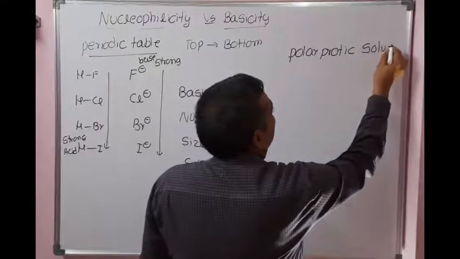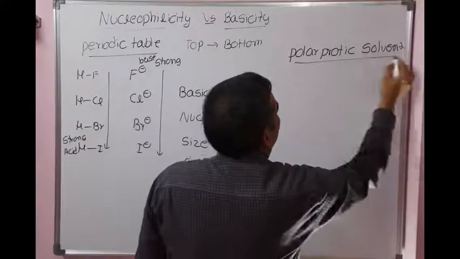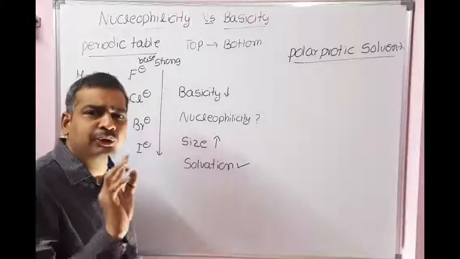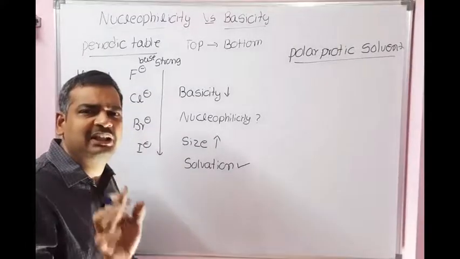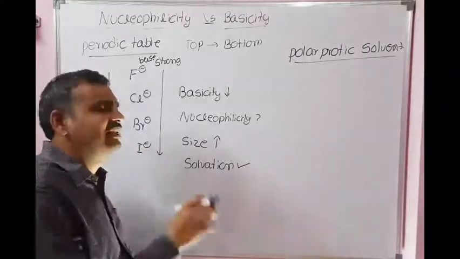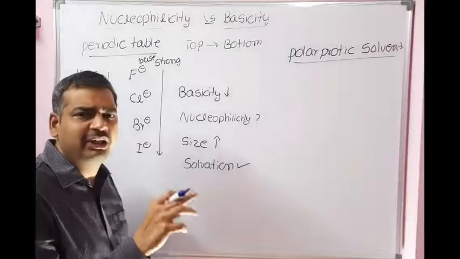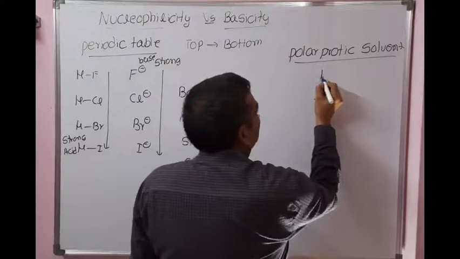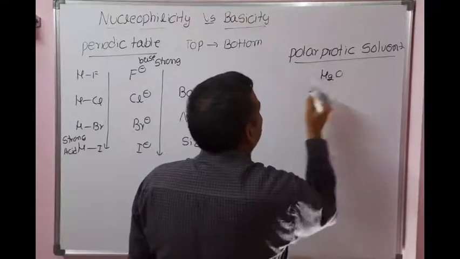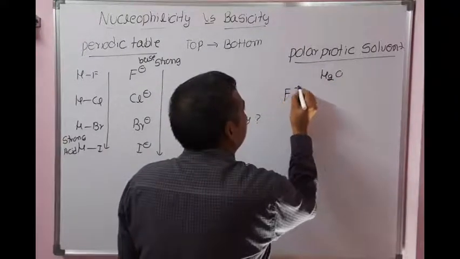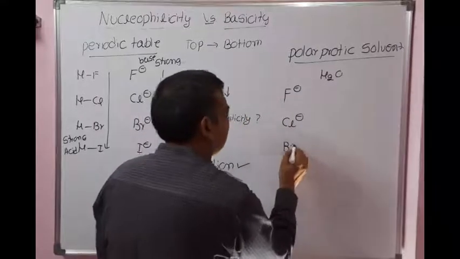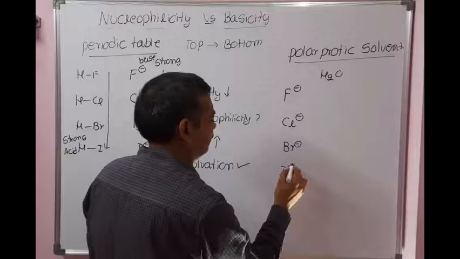One thing very important: basicity decreases from top to bottom, but only nucleophilicity is different, and that is because of the change in size. Since the size is different, solvation comes into the picture. Polar protic solvent, for example H2O. Let's see F minus, Cl minus, Br minus, and I minus.